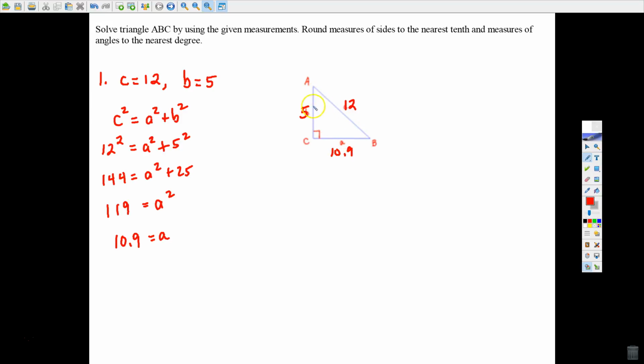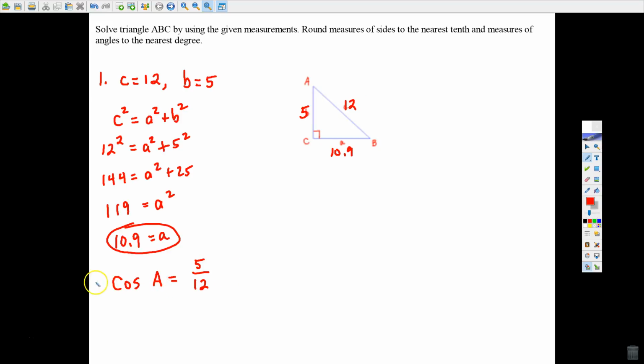Once again, I'm going to use a trig function, but I'm going to stay away from the rounded side. I'm going to stick with these two whole number sides because I want to get as precise an answer as I possibly can. So I'm going to go for angle A. Looking out from angle A, I know what the adjacent side for A is. I also know what the hypotenuse of the triangle is. So the ratio of adjacent over hypotenuse is cosine. So I'm going to do cosine angle A is equal to 5, the adjacent side, divided by 12, the hypotenuse.